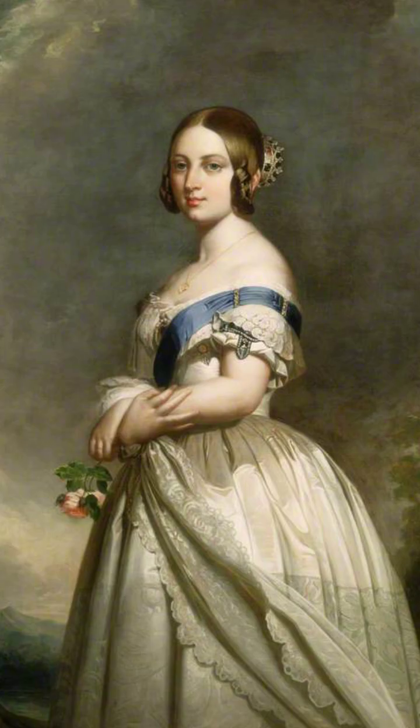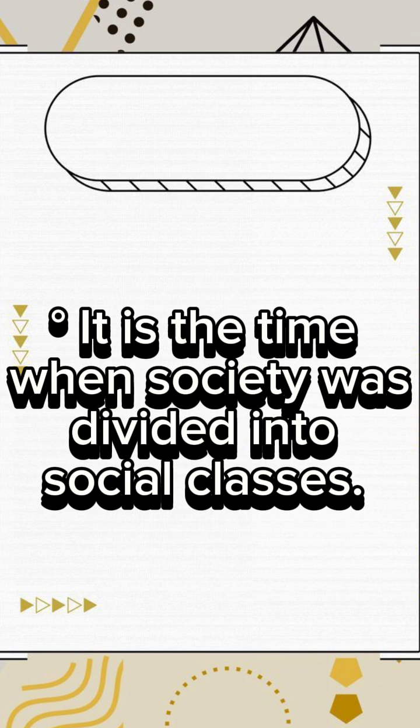So this is Queen Victoria. She was on the throne for over 63 years and she became the Queen of the United Kingdom at the age of 18, making this a long period with many changes. So it is the time when society was divided into social classes.